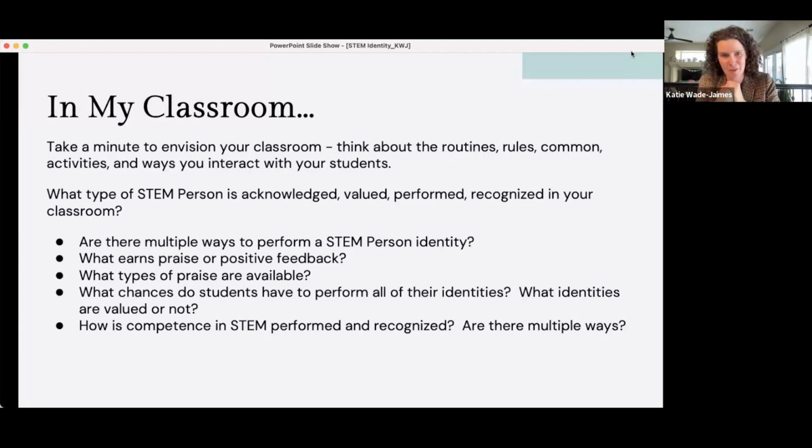I said I was going to give y'all a minute to reflect, but we don't have time. So I want you to keep thinking about that, keep reflecting, because what I want to do next is share with you how some science and math teachers have taken up this framework for identity and used it to work towards social justice in their classrooms.